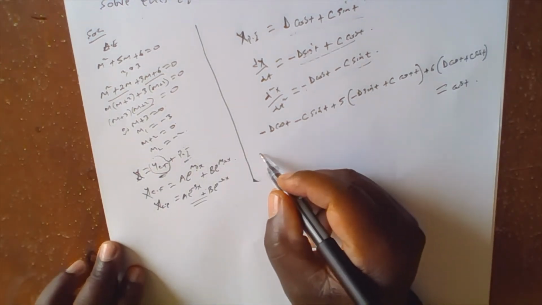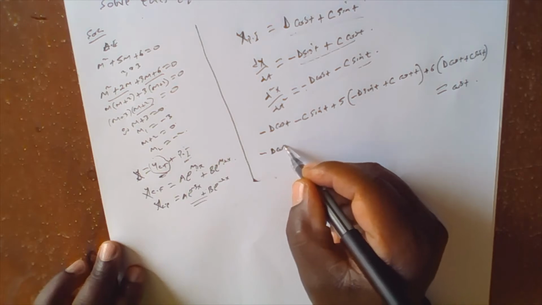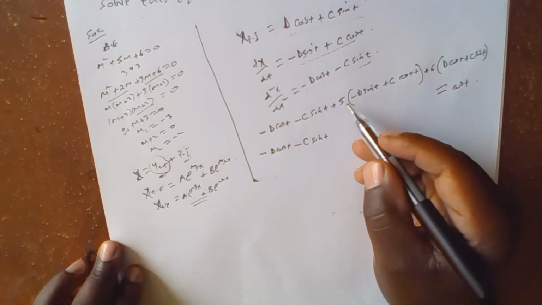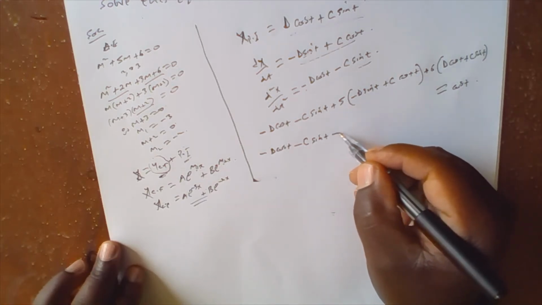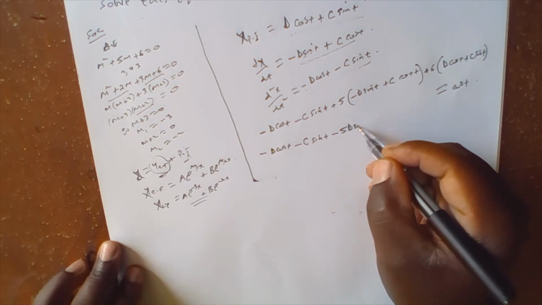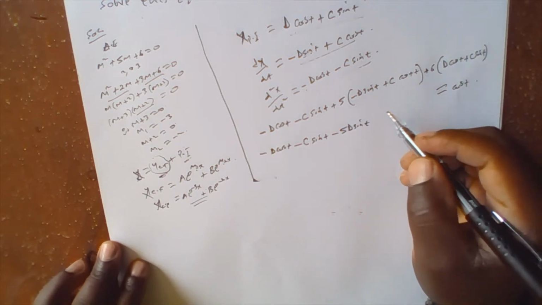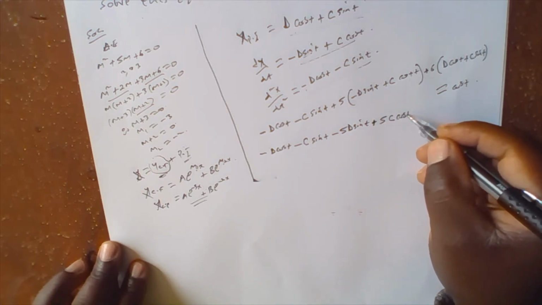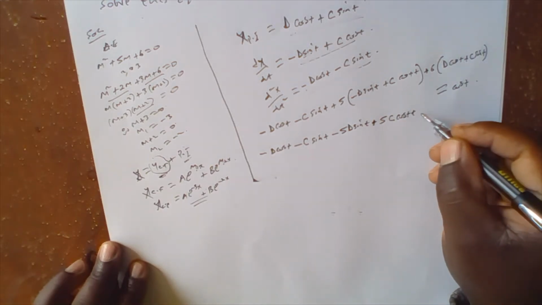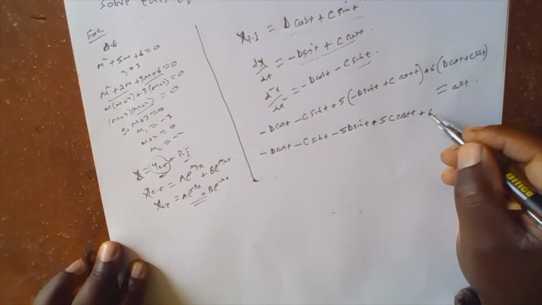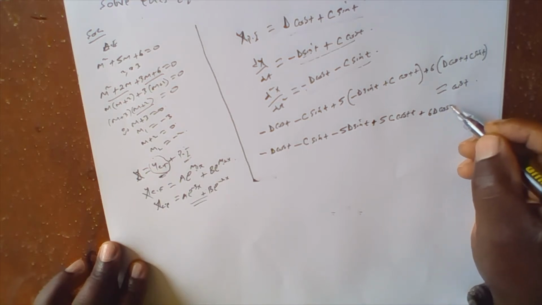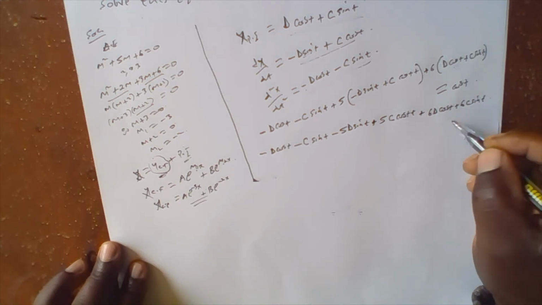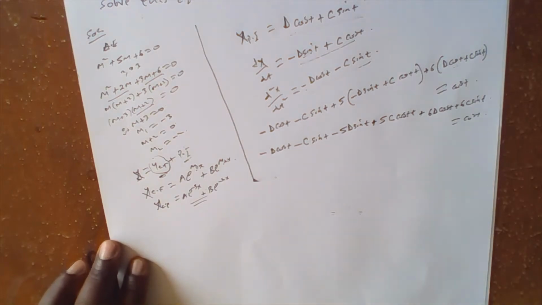So this will be minus d cos t minus c sine t. So we open the bracket, here we shall have minus 5d sine t, then plus 5c cos t, we are multiplying through, then plus, let's open the bracket, you have 6d cos t, then plus 6c sine t equals cos t.